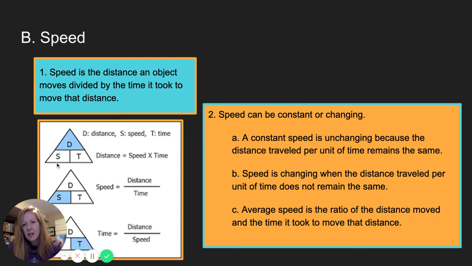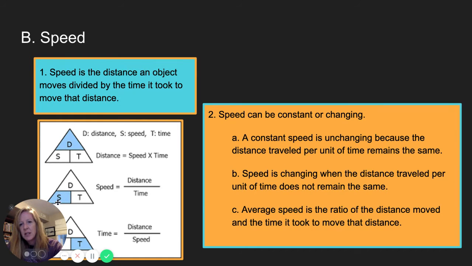Okay, and down here, this is a really handy tool called a formula triangle. The formula triangle has a D on the top of the triangle, an S on the left, and a T on the right. So the D stands for distance, S stands for speed, T stands for time. So you might want to copy this down. The distance is going to equal speed times time. So you see how in blue, that's the distance, that's the number on top. The number on top is the two numbers on the bottom multiplied together.